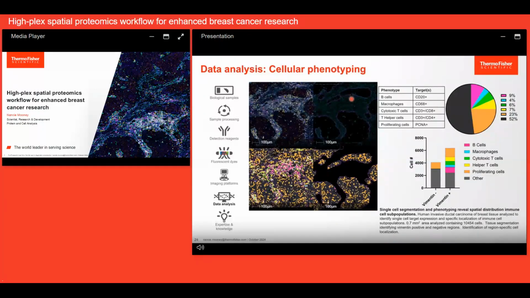Once I had that segmentation, I was able to put together this graph showing the localization of the immune cells in this invasive ductal carcinoma tissue. As you can see, we were able to show that these immune cells strongly co-localize to the Vimentin positive regions of this tissue and do not appear as much in the Vimentin negative regions.